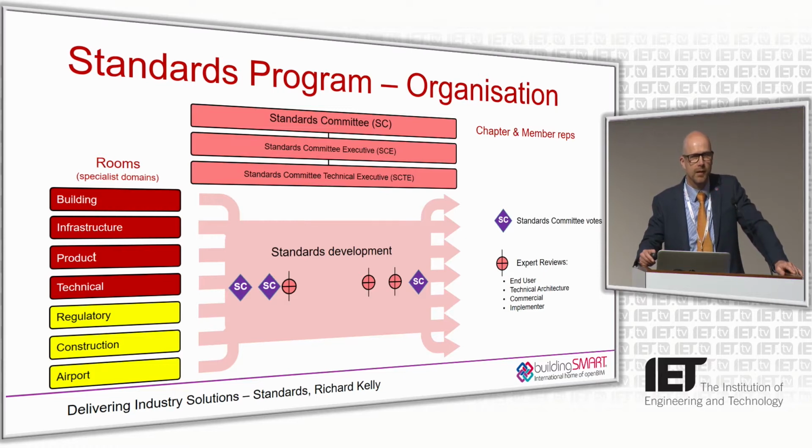Below the Standards Committee are the rooms. The rooms are the specialist domains that actually do the work, that actually produce the standards. And each room has its own remit. So you can see here we have building room, infrastructure room, product room, and technical room, who are very much technically focused. And then we have other rooms such as the regulatory and the construction, the airport room, who are more focused on the end user, the industry.